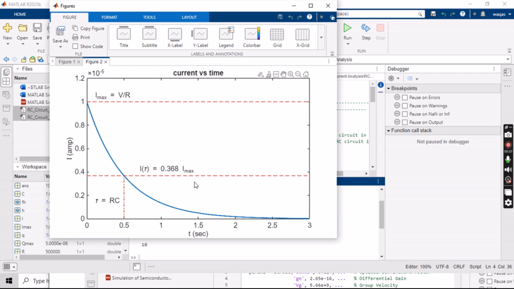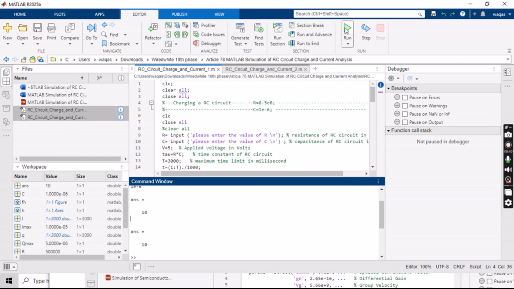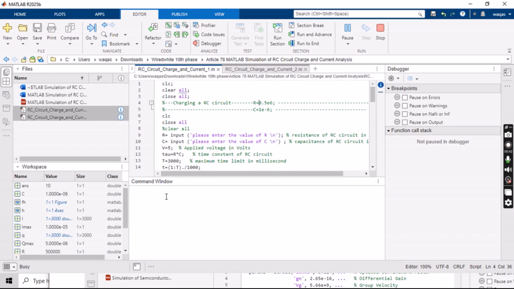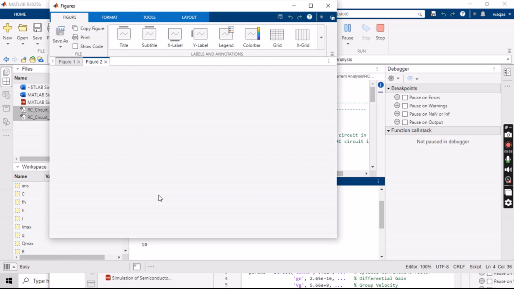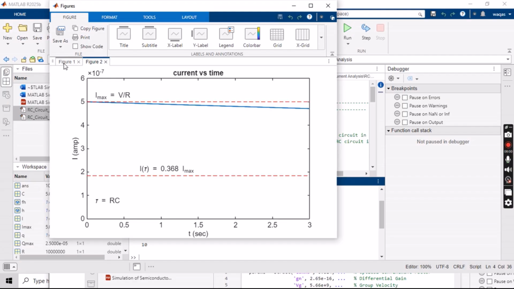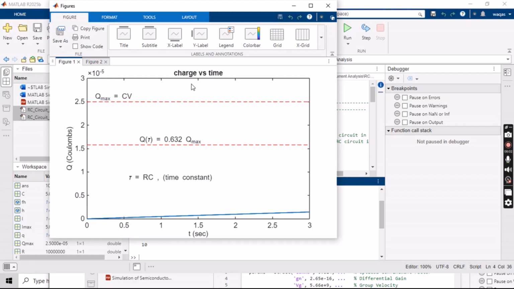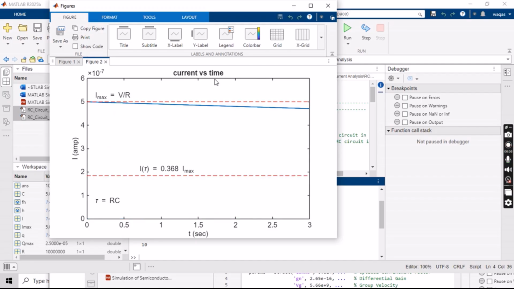For example, we just change the resistor and capacitor values. Here, for example, we enter 10 e power 6 and 5 e power minus 5 microfarad. Then we will get a different behavior like this one. These are the charge versus time and the current versus time.